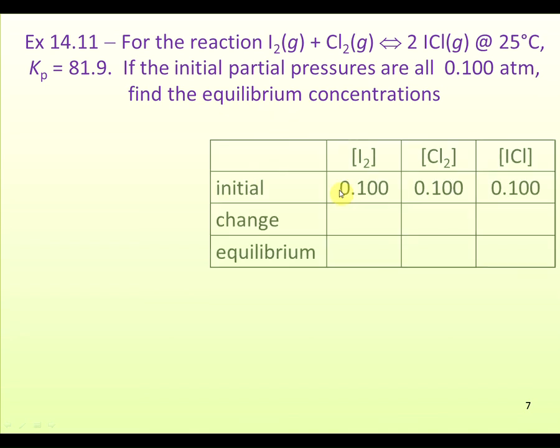Now we've got to set up our ICE table. They told us the initial concentrations of everything. We're actually using the Kp, so we're going to have these in terms of atmospheres. So everything's 0.1 atmosphere. The change we're going to represent by X.